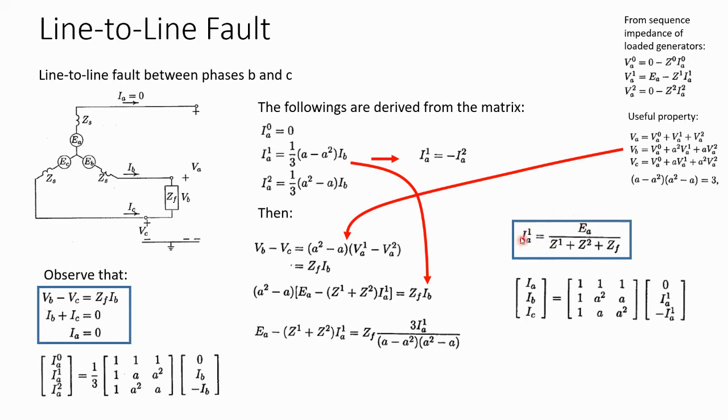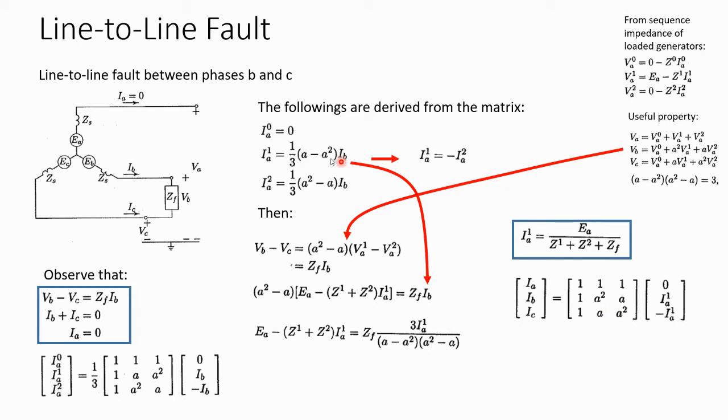So knowing the value of IA1, we will automatically also know the value of IA2, which is the inverse of IA1. And IA0 is 0. And knowing the three symmetrical components, IA0, IA1, and IA2, we can go ahead and determine the values of phase A, B, and C by multiplying by the A matrix like this.